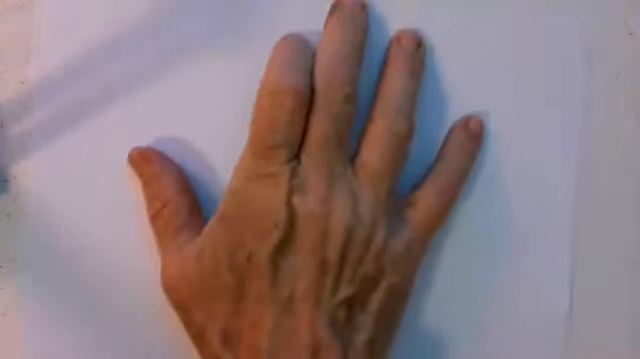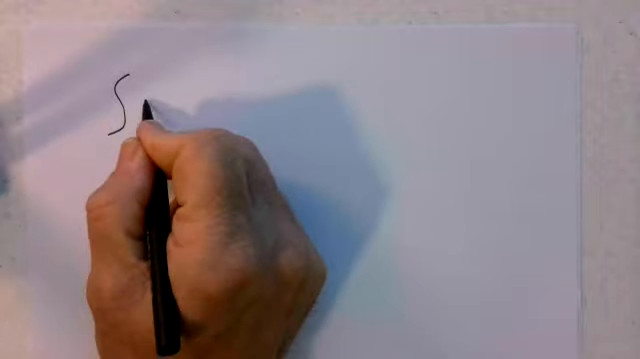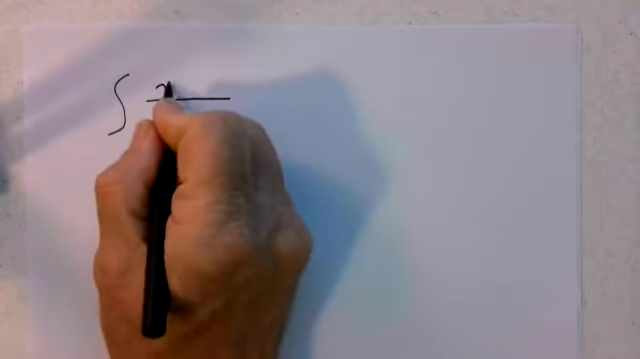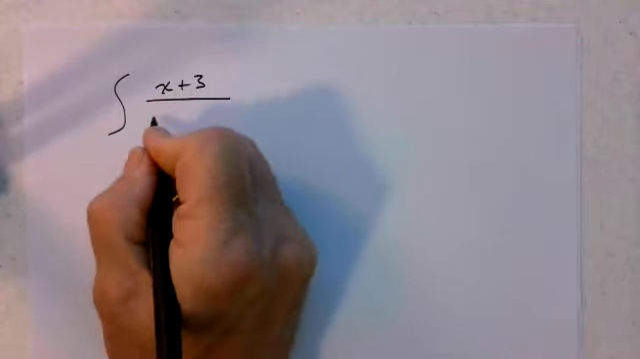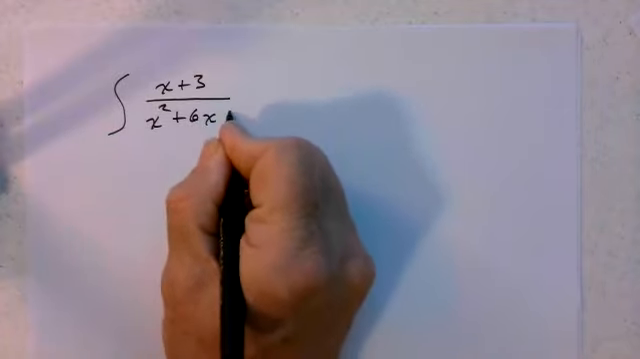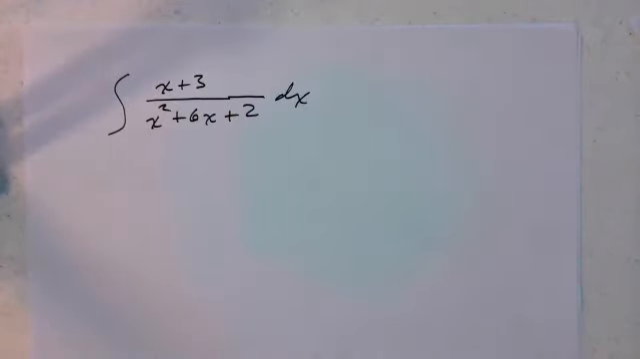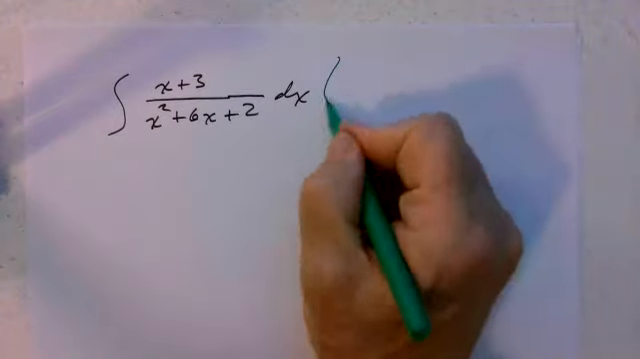This time I am going to say integral of x plus 3 over x squared plus 6x plus 2. And this is a little tricky. What I'm going to say here is u is the denominator. U is going to be x squared plus 6x plus 2.